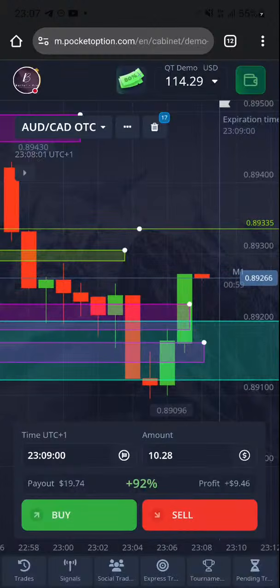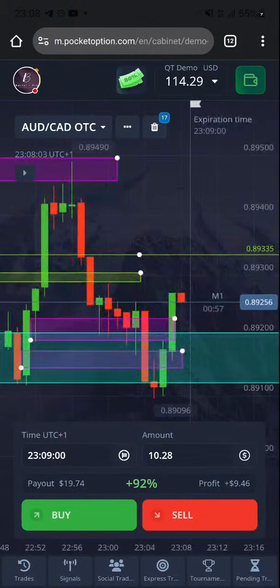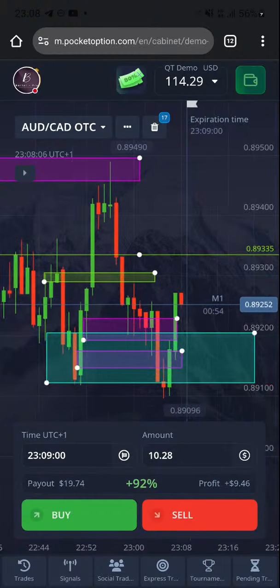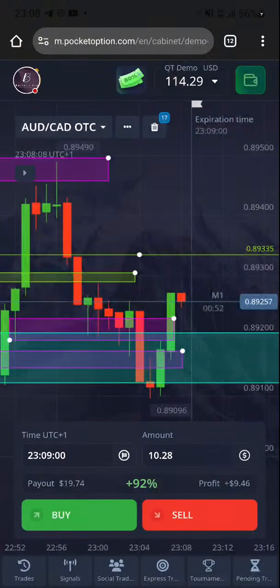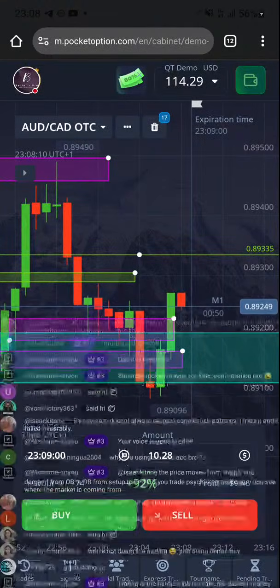Now we have an ABC break. The sellers may come in, but I'm not going to take the trade. I'll tell you why I'm not taking the trade. But we have an ABC break. The sellers may come in.